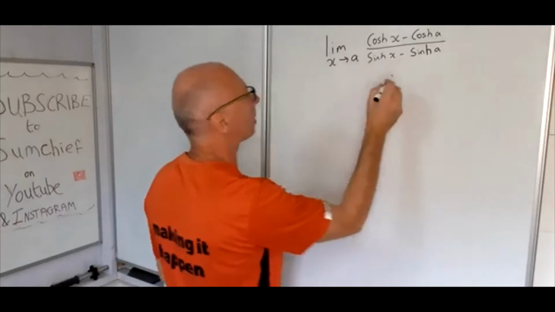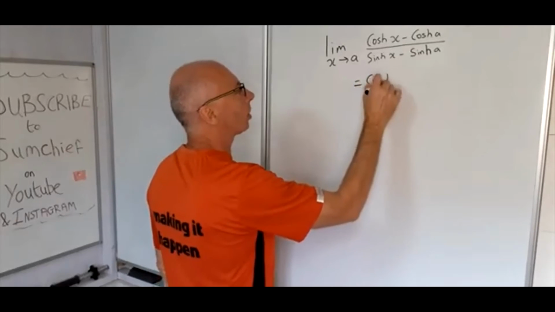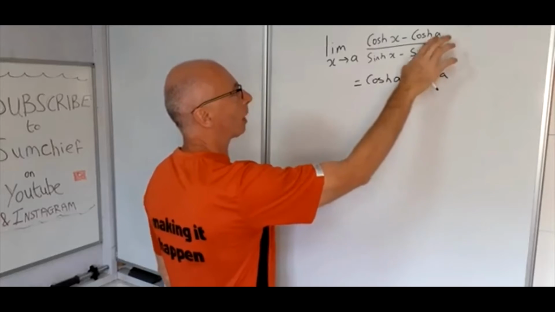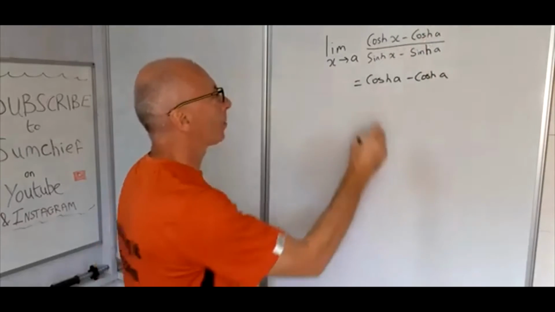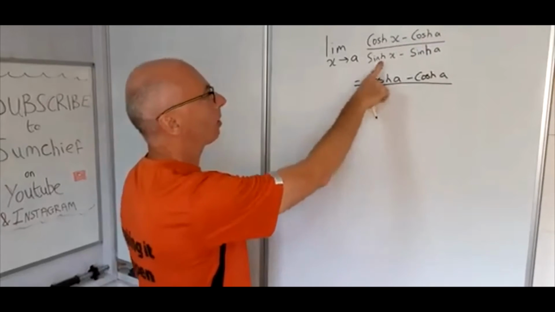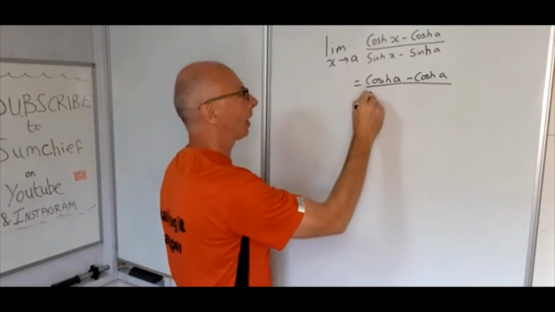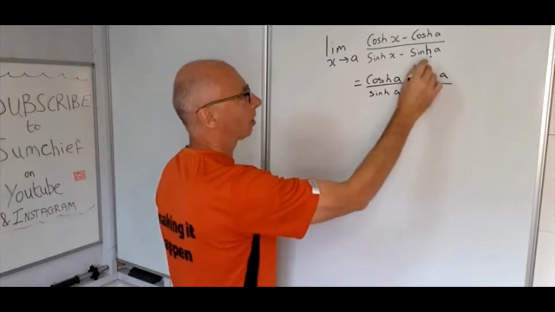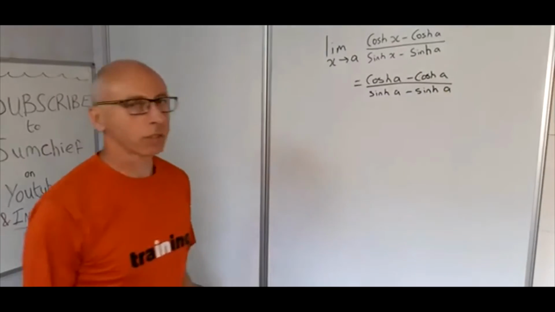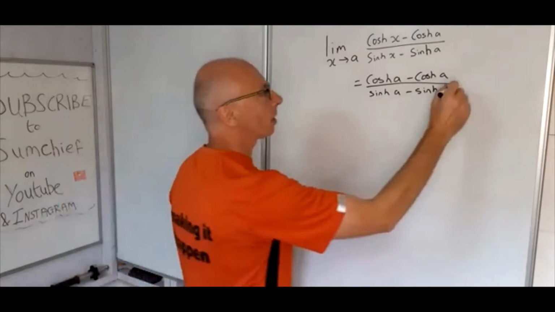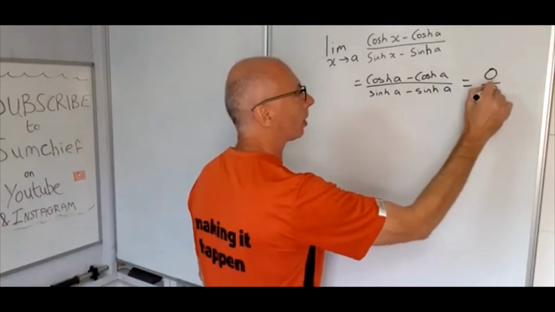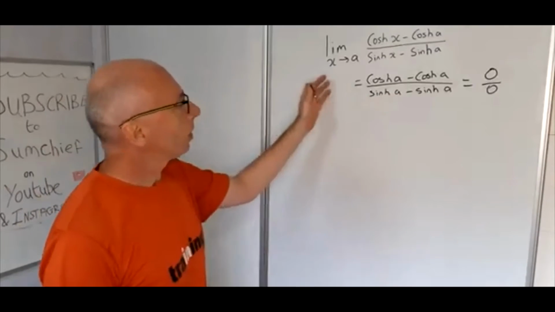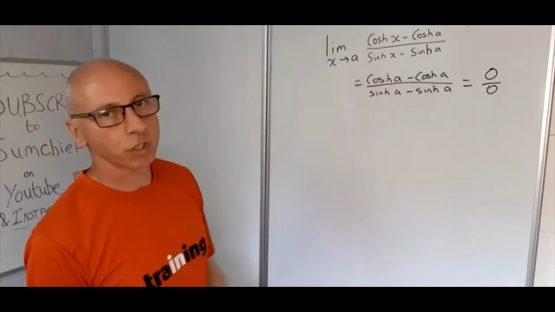So therefore we get cosh a minus cosh a. This is not dependent on x at all, so it just stays cosh of a. And then we divide that by sinh of x. So obviously we want to put in an a there. Sinh of a minus sinh of a. Not dependent on x, so it just stays the same. So obviously this gives us 0 over 0. So this is an undefined value. So we need to do more work here to find the limit of this function.